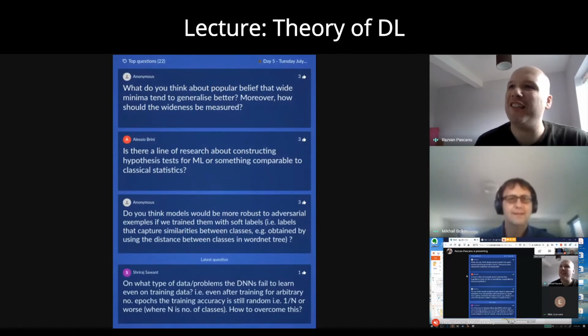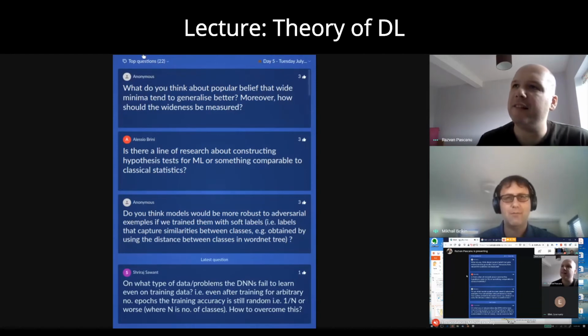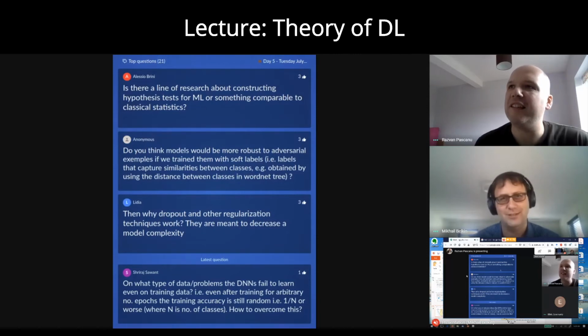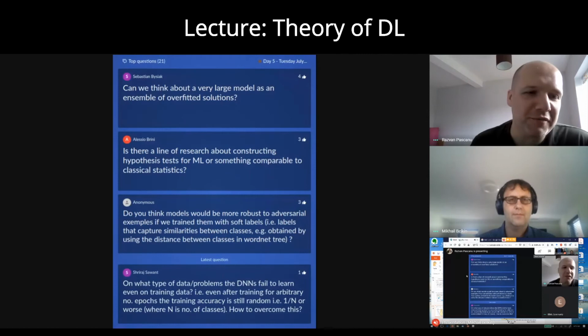The next question is, what do you think about the popular belief that wide minima tend to generalize better? Moreover, how should we measure the wideness of the minima? I want to talk a little bit about optimization in a minute, but I don't have a particular opinion about wide versus narrow minima. I think wide ones are the ones we probably find, because narrow ones may be hard to find. But I'm not sure about minimization.